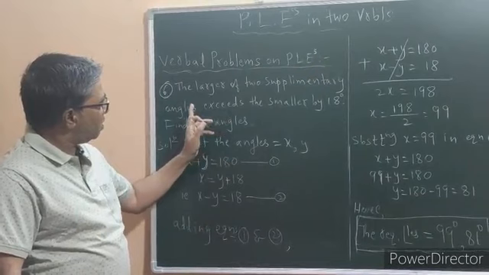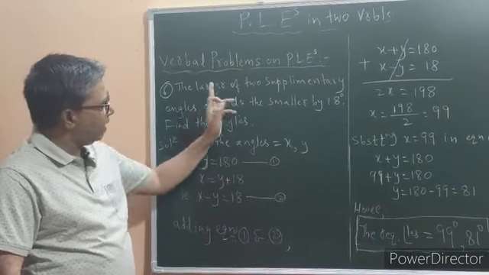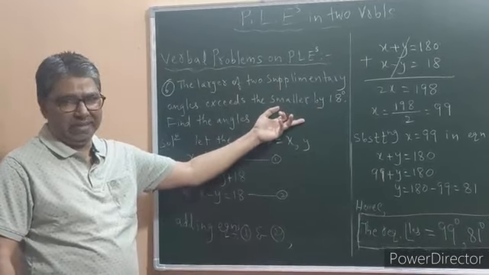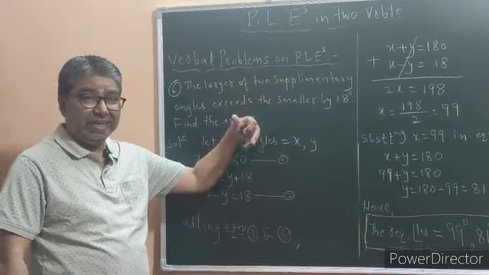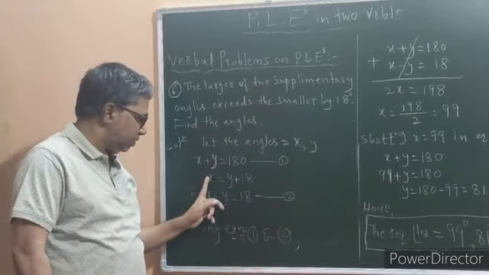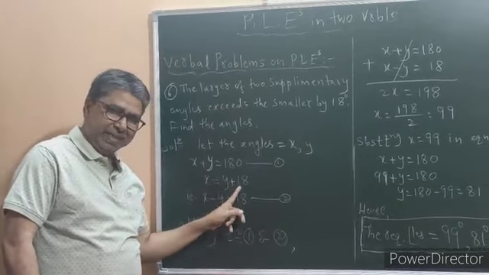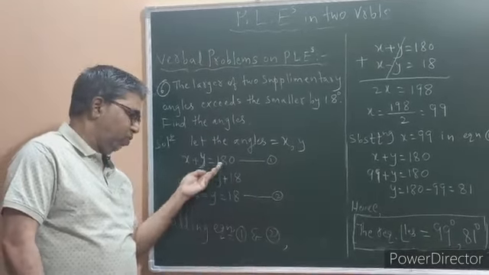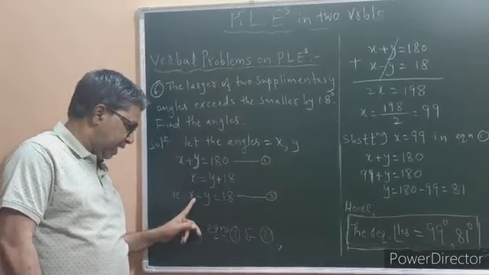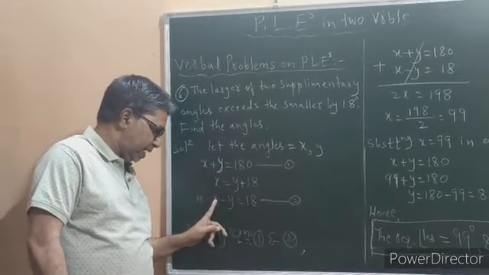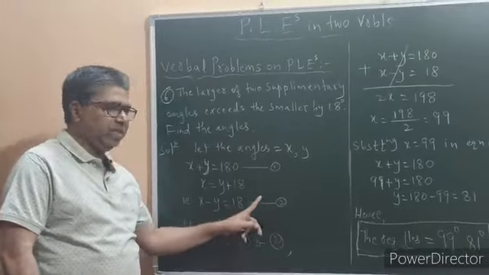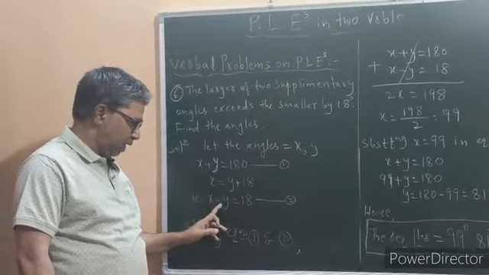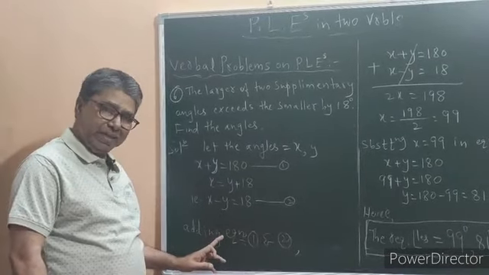Now the larger angle is 18 degrees more than the smaller angle. Larger angle is 18 degrees greater than the smaller angle means x is equal to y plus 18. This is the format of our second equation. If you bring y towards left, you will be getting x minus y is equal to 18, and x minus y is equal to 18 is our second equation. Now, plus y, minus y, it means that we have to add the equations.